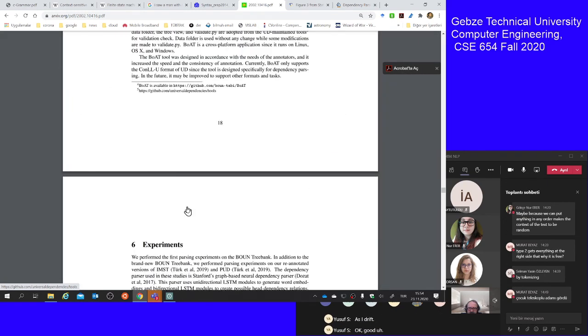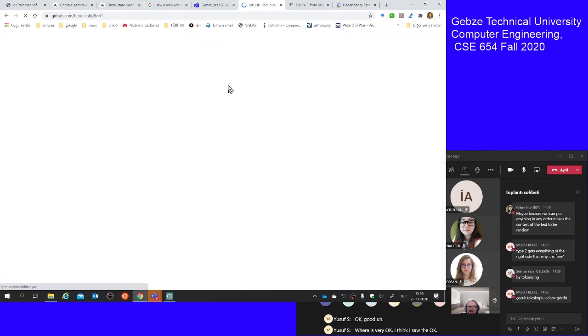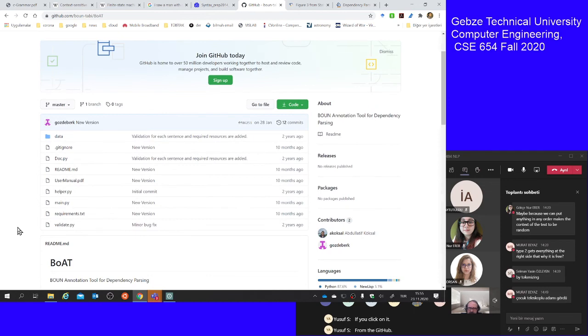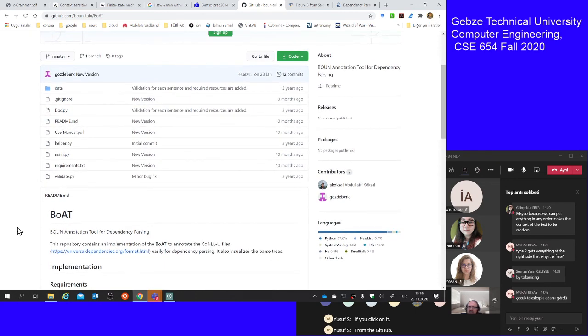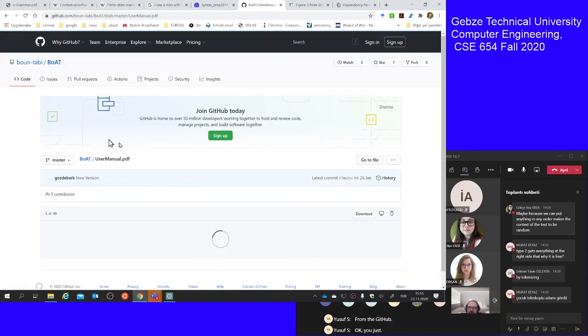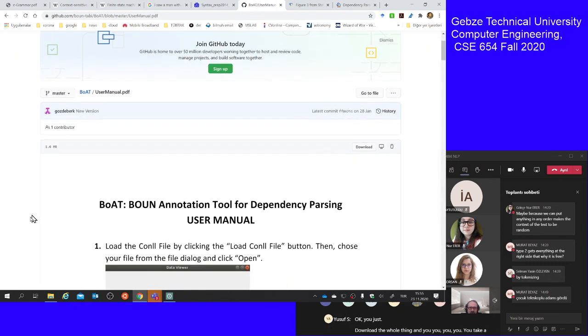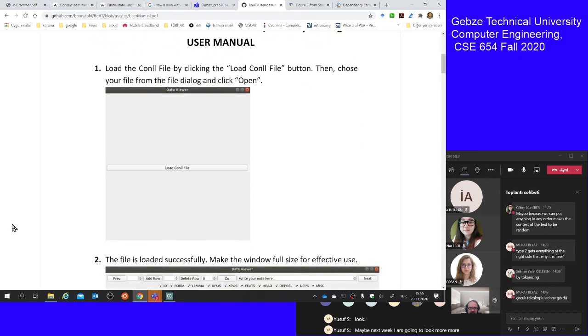If you click on it from the GitHub, you just download the whole thing and take a look. Maybe next week I am going to look more carefully at this software. Okay, let me go back.